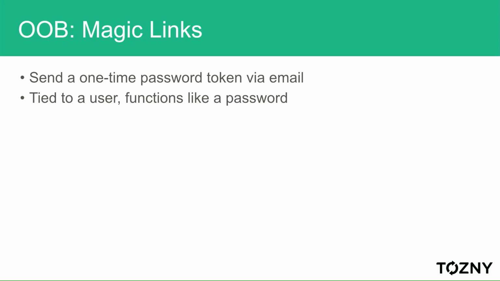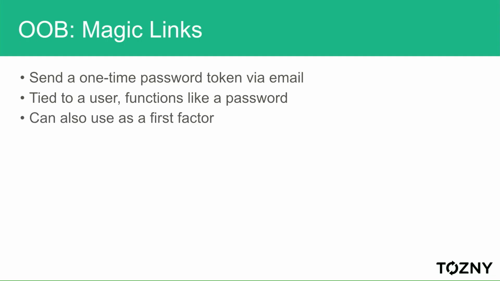Another form of out-of-band authentication is magic links, which isn't an acronym at all, it's just 2 words. But magic links allow you to send a one-time password via email. A lot of times you'll see this in the form of a reset token. I want to reset my account because I forgot my password. Each one-time password in a magic link is bound to a specific user. So it's not something where you can just log in anywhere within the system.